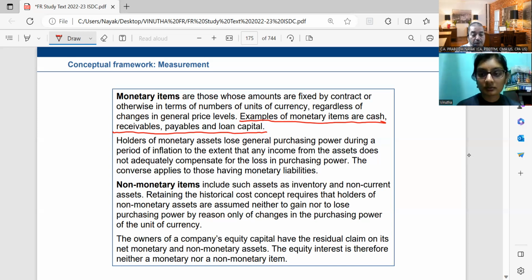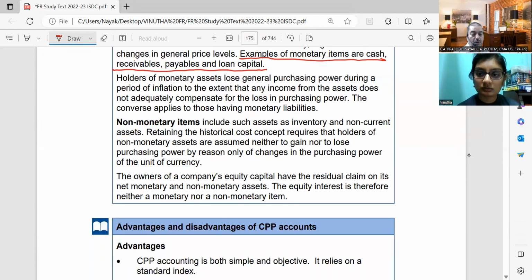So non-monetary items include such assets as inventory and non-current assets, that is fixed assets like land, building, etc. Retaining the historical cost concept requires that holders of non-monetary assets are assumed neither to gain nor to lose purchasing power by reason only of changes in the purchasing power. The owners of a company's equity capital have the residual claim on the net monetary and non-monetary assets. The equity interest is therefore neither a monetary nor a non-monetary item. So this last line you underline. Equity is neither monetary nor non-monetary. MCQ it may come.